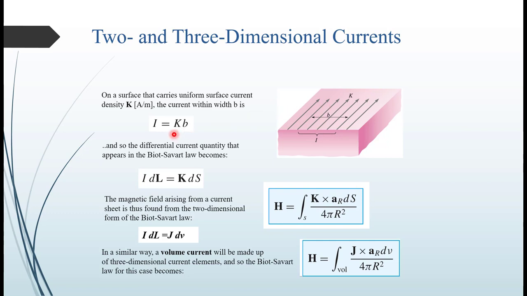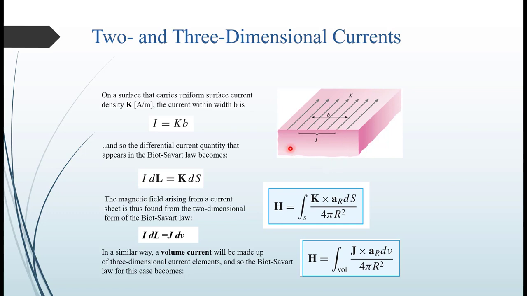Okay, that is called I. So like this we can represent different current elements. If the current is distributed on the entire surface with width B and length L, a square surface, then it is known as K bar dS. So instead of I dL, we can use K bar dS if the surface current is given in ampere per meter. So in the equation of H, we replace I dL by K dS.